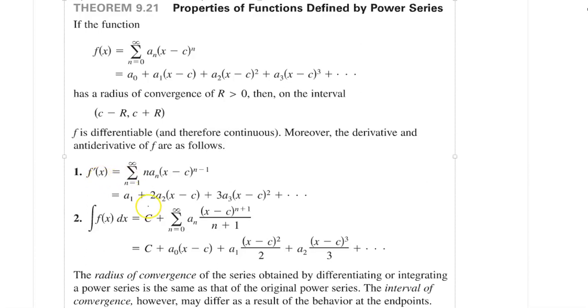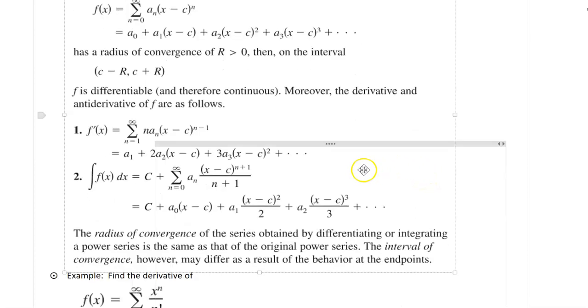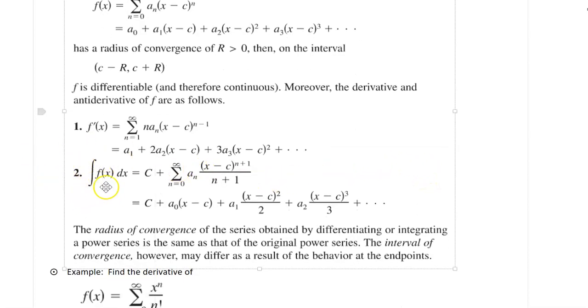The derivative f prime can be found as basically the derivative of each term. So you would have a sub 1 plus 2a sub 2 times x minus c plus 3a sub 3 times x minus c squared, so on and so forth. And the integral can be found by integrating each term and then adding a constant C. So you can see that here. Basically, this already looks like the power rule for a derivative. So when you take the derivative, you just go one further. And then here we end up with what we see here.